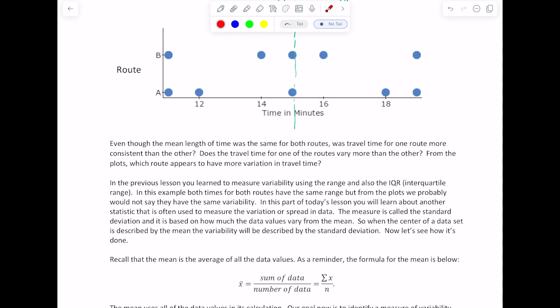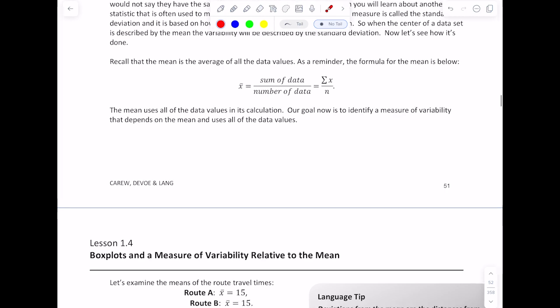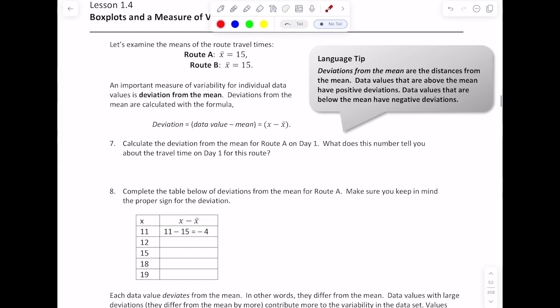Or in other words, how the data values vary from the mean. Okay, we have some steps. If we take those route travel times, as we calculated, the sample average time for both routes is 15 minutes. And remember, x bar is the sample average.